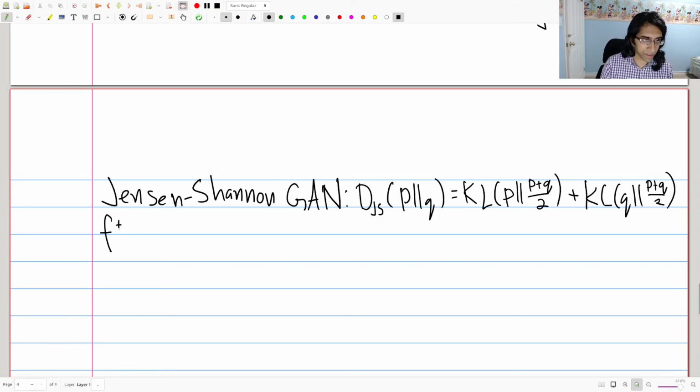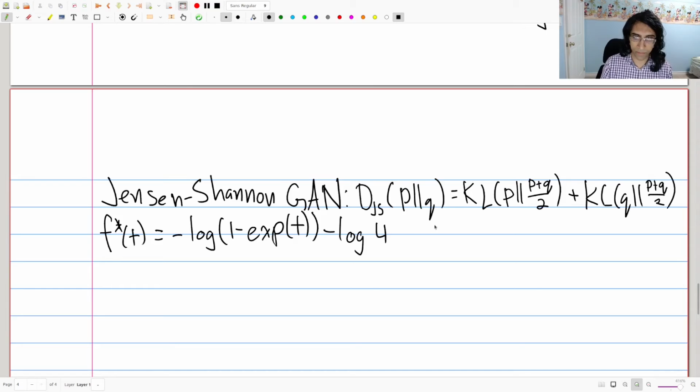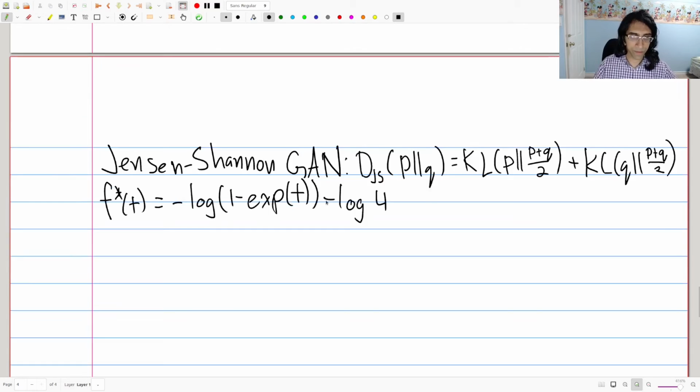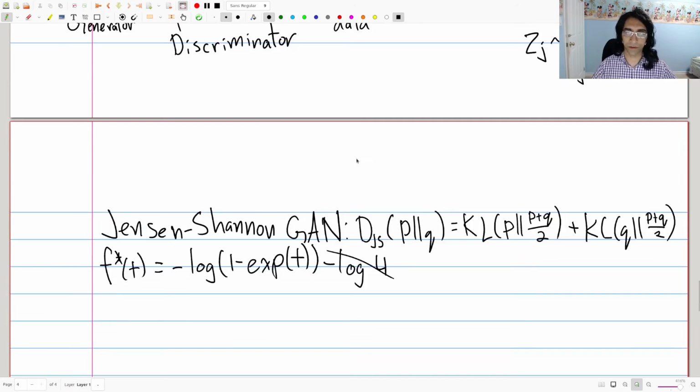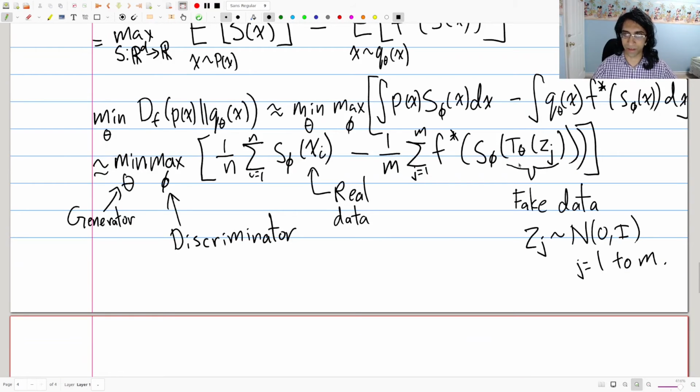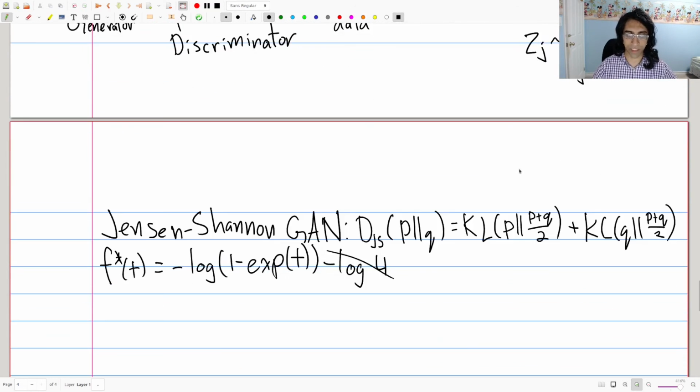Just trust me, I haven't actually even told you what the function f is to arrive at this, but trust me when I say that the f star which corresponds to it is going to be minus log of 1 minus exp of t, minus log of 4. This is the f star function which corresponds to this Jensen-Shannon GAN. This last term we can just ignore, because it's going to be a constant. If you had an additional constant in the summation, there's nothing you can do to change that, so we can ignore it.